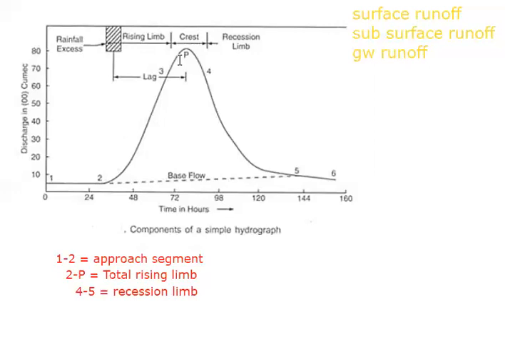So in a simple hydrograph, the extent of the rising limb is comparatively shorter than the falling limb. As a result, the area below the rising limb is less than that of the falling limb. And now talking about the crest segment, this is more important because it has the peak flow, right?